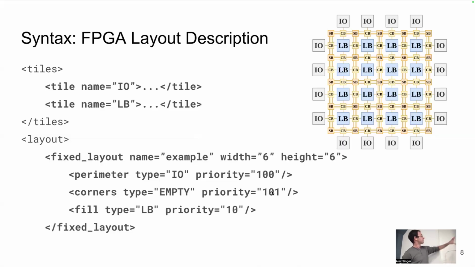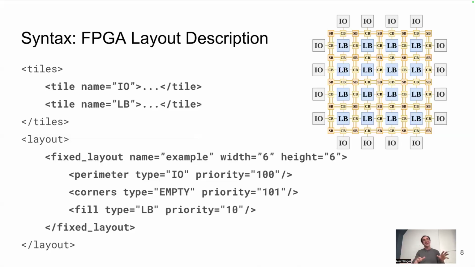And that's it. I've defined my fixed layout. Again, I can describe more fixed layouts, but I decided just to make one for this example, and I'm done. So that's how I describe the layout of an FPGA in VTR. Pretty easy, right? I'll show you guys an example.